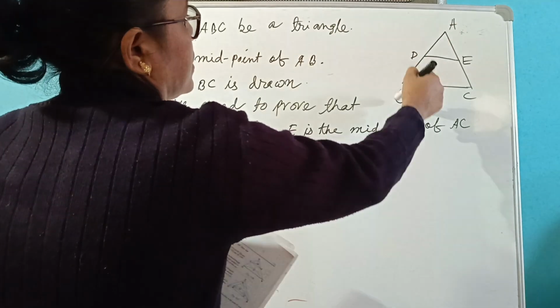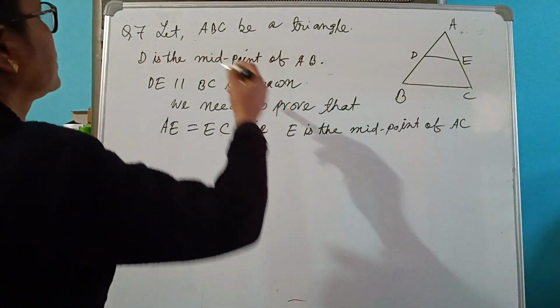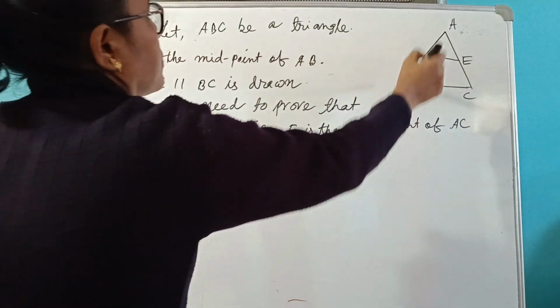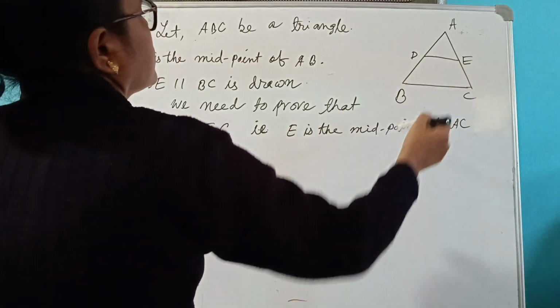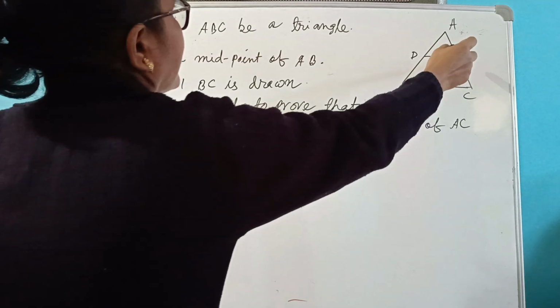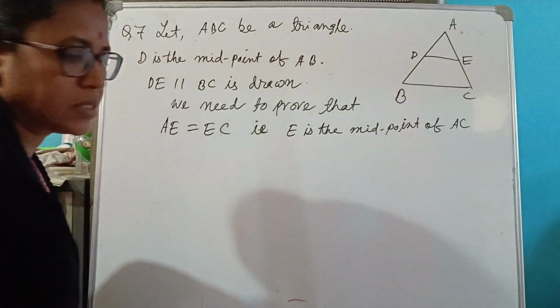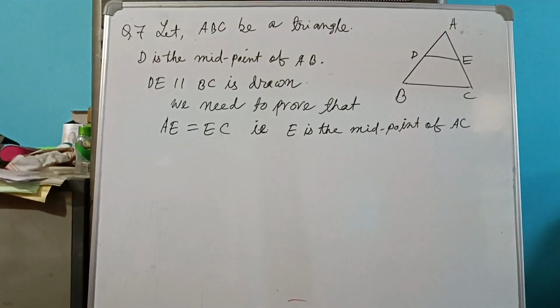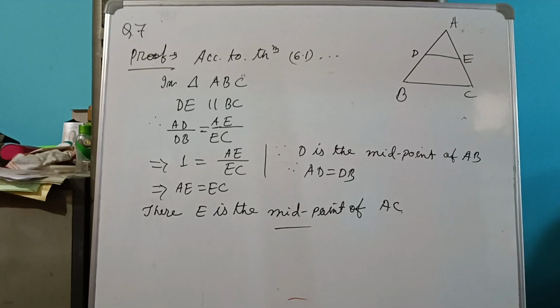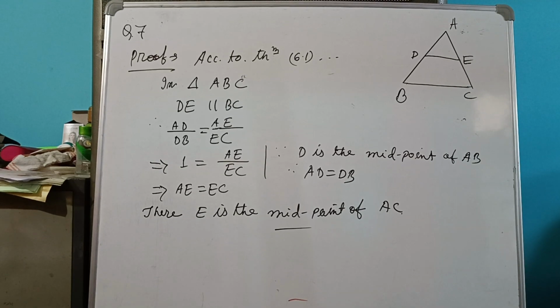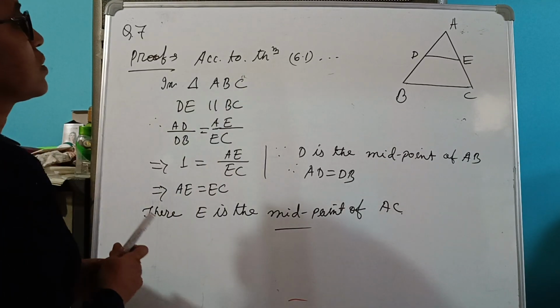Let ABC be a triangle. D is the midpoint of AB, and what is the given condition? DE is parallel to BC. We need to prove that E is the midpoint of AC. This is our question. The question asks you to use theorem 6.1. Students, you must write theorem 6.1.